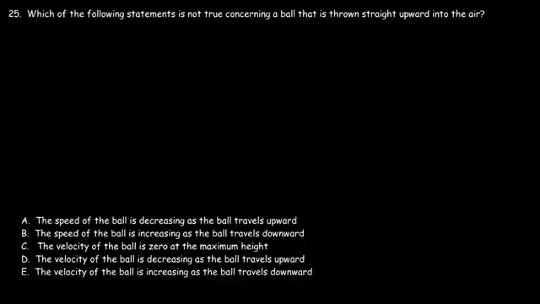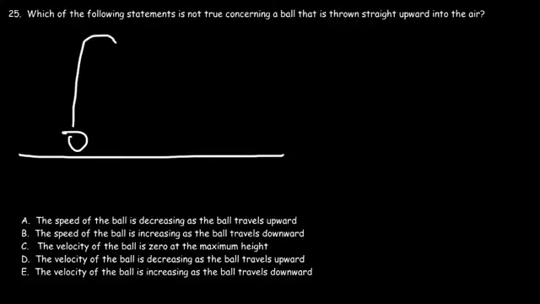25. Which of the following statements is not true concerning a ball that is thrown straight upward into the air? So let's draw a picture. So the ball goes up and then it goes back down. Let's call this point A, point B, and point C. So let's look at each statement. Answer choice A says the speed of the ball is decreasing as the ball travels upward. Is that true or false? That is a true statement. Now we're looking for the false statement. And B says the speed of the ball is increasing as the ball travels downward. That is true.